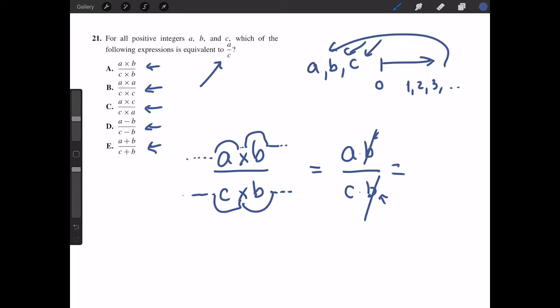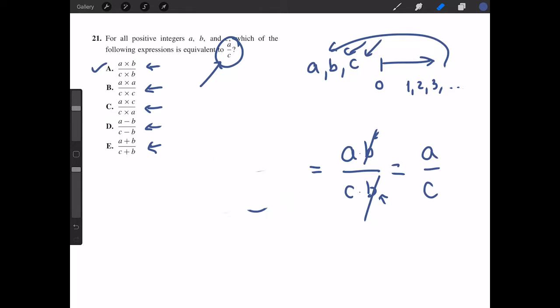So the b's will cancel to a 1, which means that we're left with a divided by c, which is exactly what they wanted us to match. So we know that A is a match. Now let's just continue to explore the other ones and see why the other ones wouldn't work.